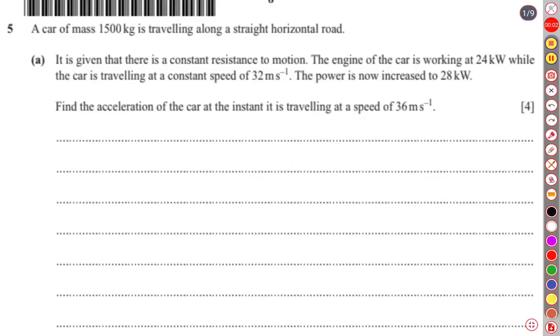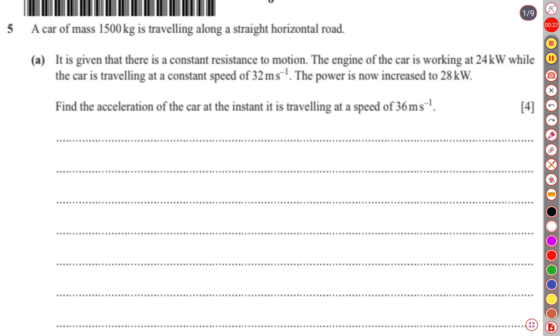Bismillahir Rahmanir Rahim. Welcome to Cambridge Maths. Today we are going to solve a question from mechanics, and this question belongs to paper 9709/45 for the session May June 25. Let's solve question number 5, which says a car of mass 1500 kg is traveling along a straight horizontal road.